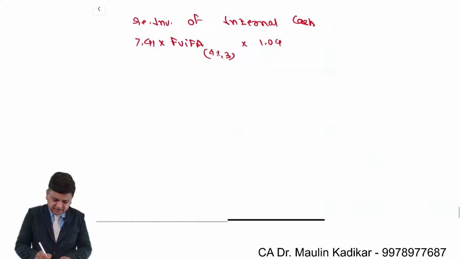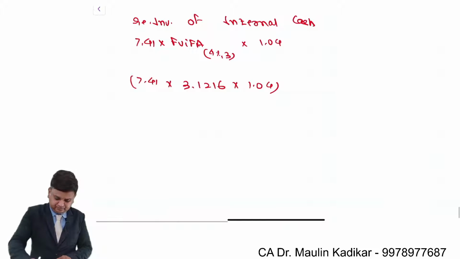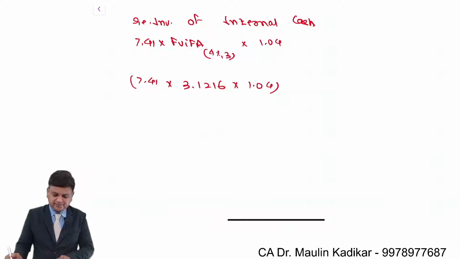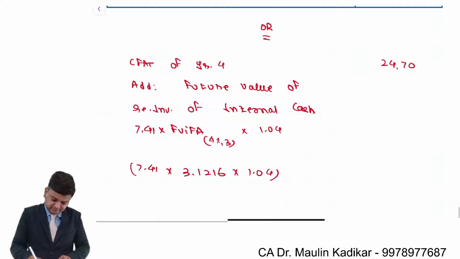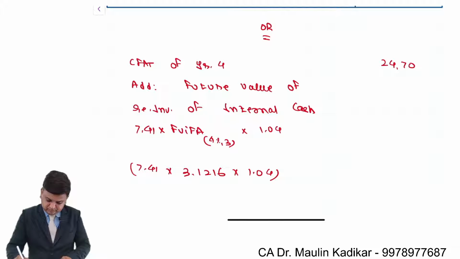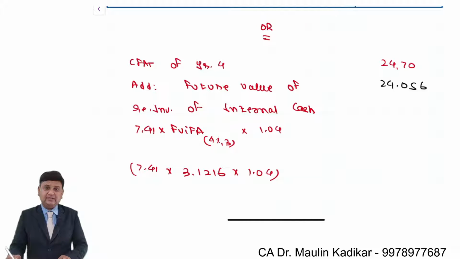So what will happen over here? 7.41 into 3.1216 into 1.04, which is 24.056. Okay. This is the fourth year.